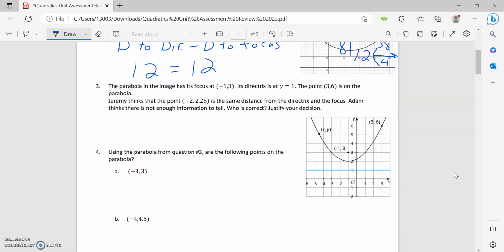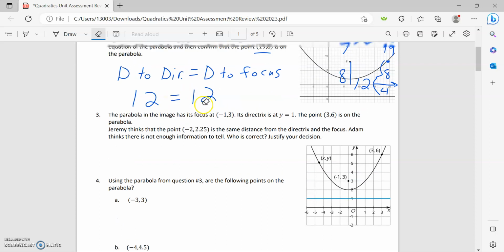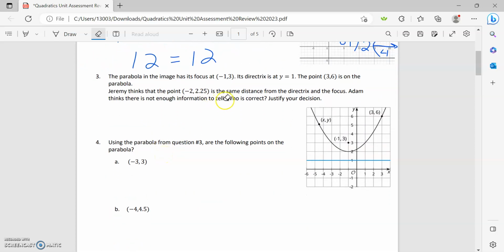Question 3 says, looking at this graph, Jeremy thinks negative 2, 2.25 is in fact the same distance from the directrix and the focus. We are told what the focus coordinate is. We are told what the directrix is. We even know that the point 3, 6 is on the parabola. So there's a few ways to go about this. We can use this information to create an equation, or we can just simply look at it and run the same test we did for number 2.